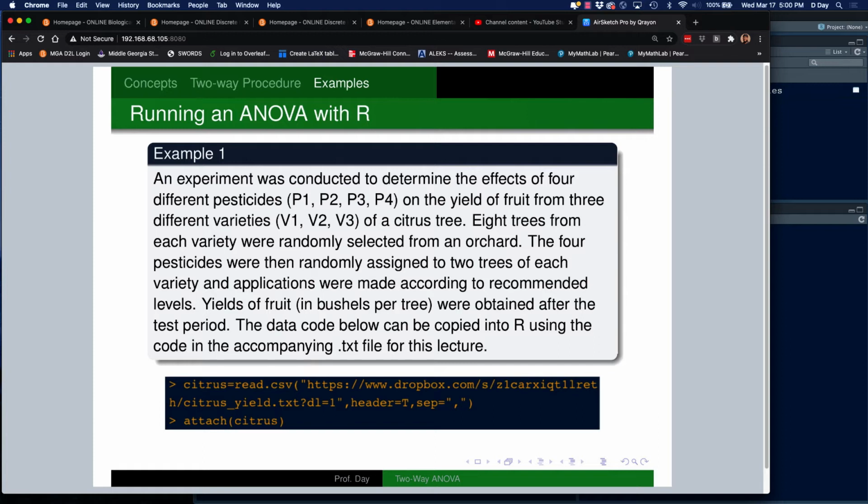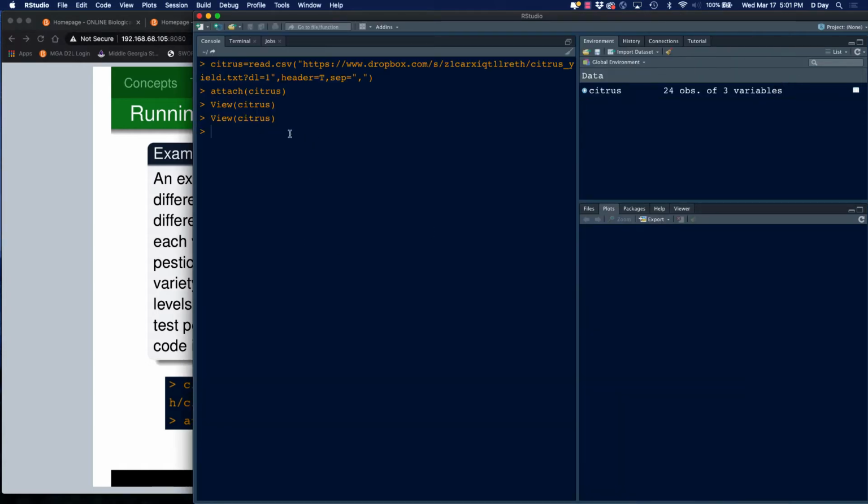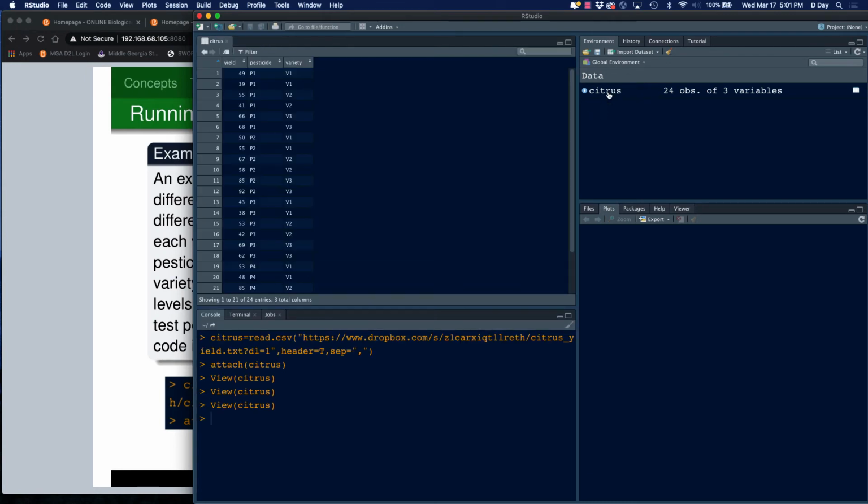The measurement, or our response here, is the yields of fruit measured in bushels per tree, were obtained after the test period. The data code below can be copied, and we copy the data into R. So I've already done that over here because we're going to run through this in R as well. But let's look at what the data set looks like right now, because this is kind of what a 2-factor ANOVA data set should basically look like.